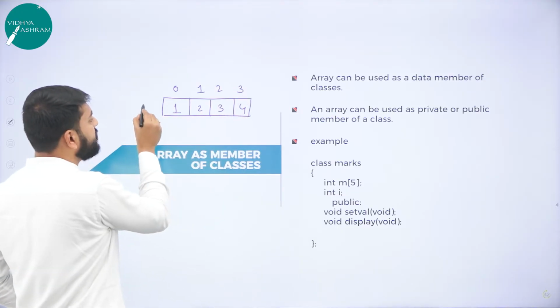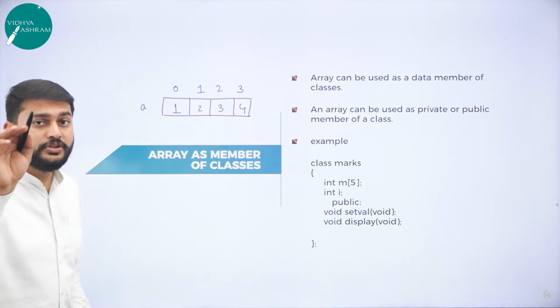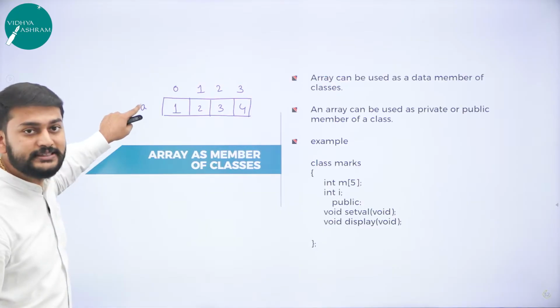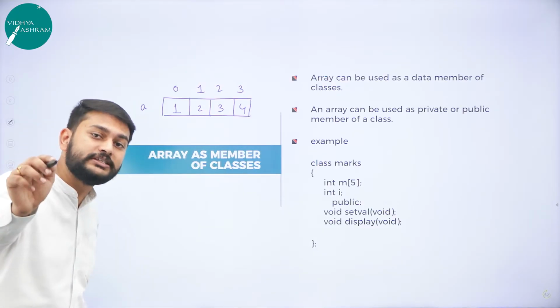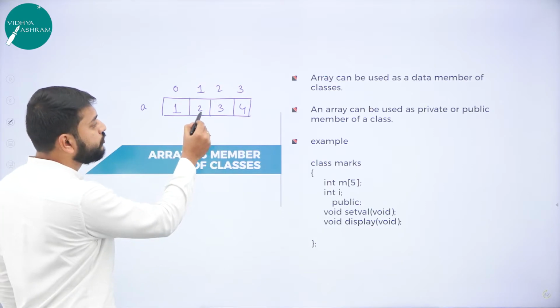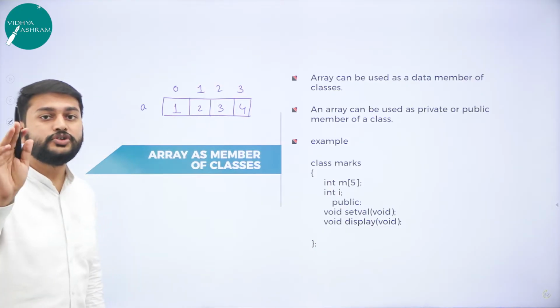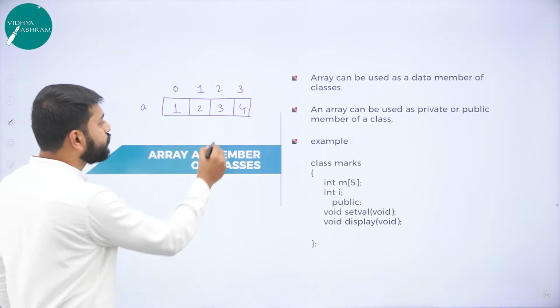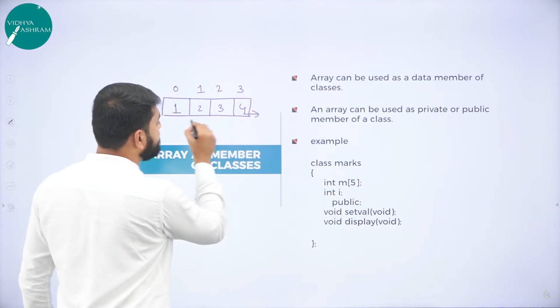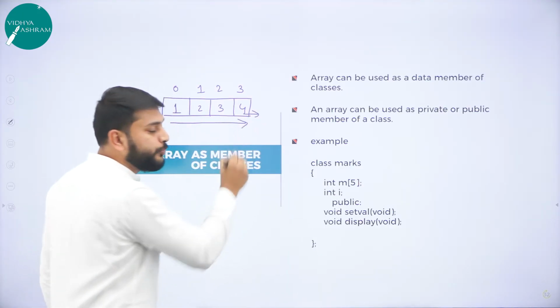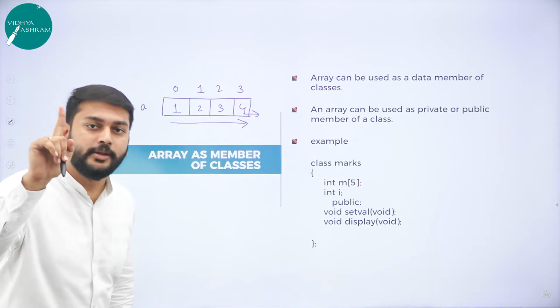What is the name of the array? Let me just name it A. The name of the array is A. What have I stored inside the array? I have stored 1, 2, 3, 4. That is what you need to remember. So my dear students, if I want to store anything inside this array, it should be of the same data type, point number 1.